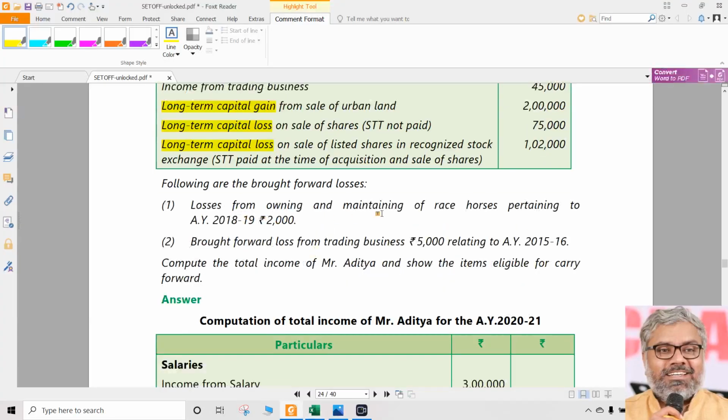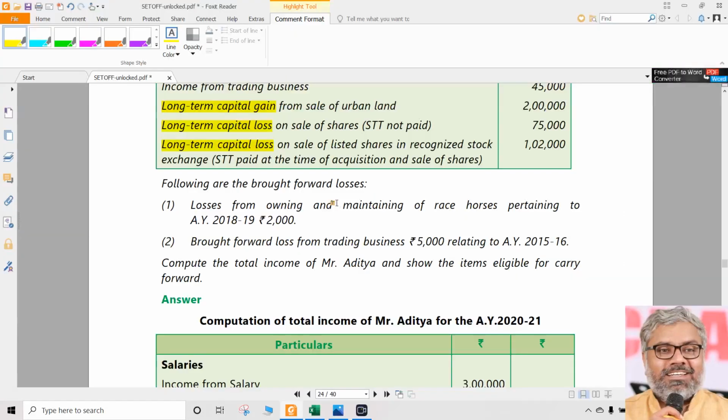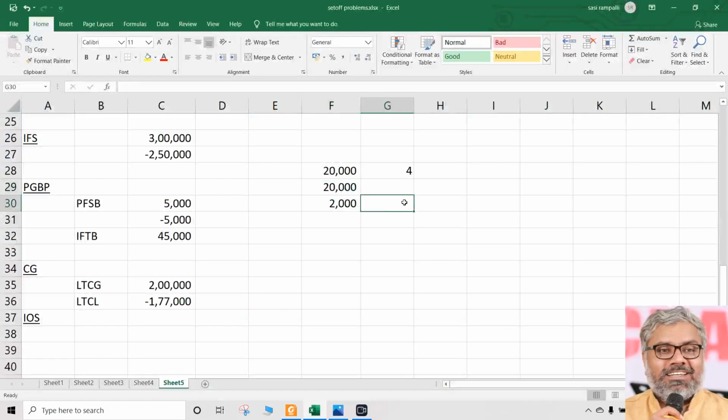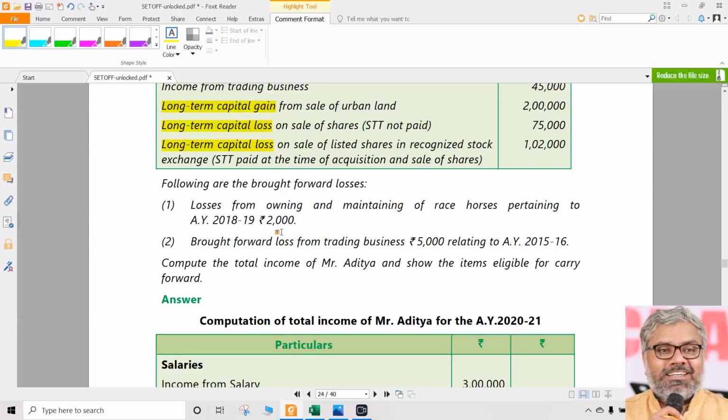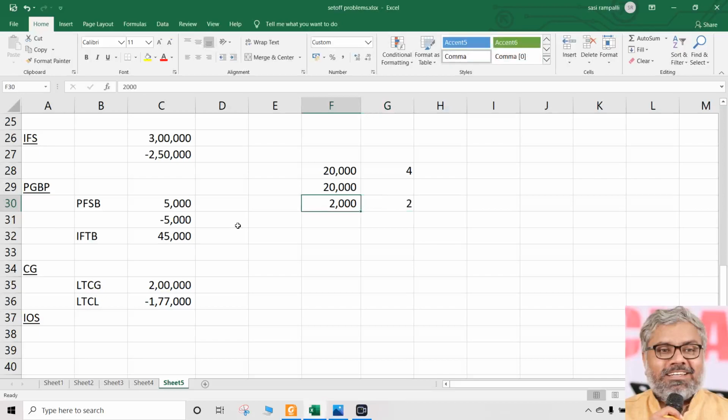Then losses from owning and maintaining resources pertaining to assessment year 18-19, 2,000. Sir, we cannot do anything because there is no profit from such activity in this year. We cannot set it off. Not possible to set it off. But how many years can it be further carried forward? 18-19 is the loss; the 19-20 assessment year is over, and in 2021 we could not set off. So 2 more years this can be carried forward.